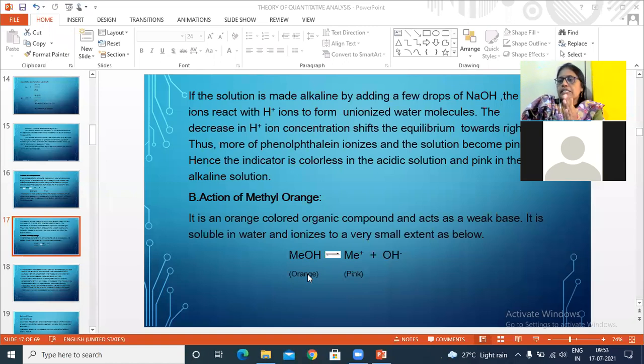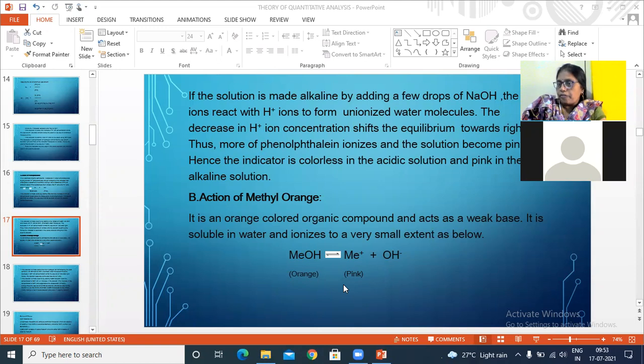So methyl orange in undissociated form, that means when it has not undergone dissociation, has an orange color. When it undergoes dissociation or ionization, the methyl cation which we get has a pink color. So that is the dissociation. So when we add methyl orange to either acidic medium or basic medium, what will happen? What is the reaction, and does it favor the forward reaction or the backward reaction? That we have to say now.